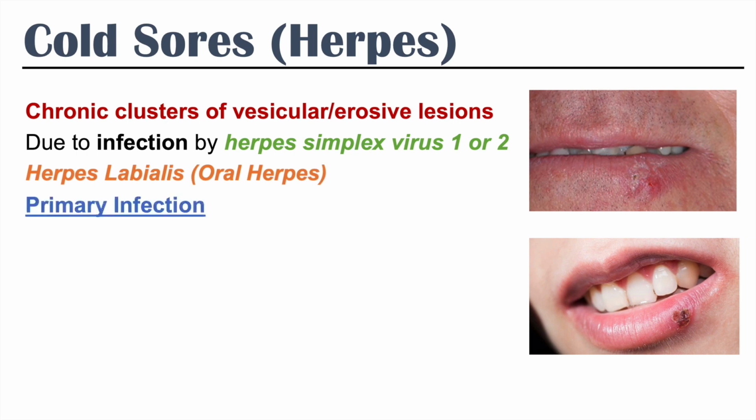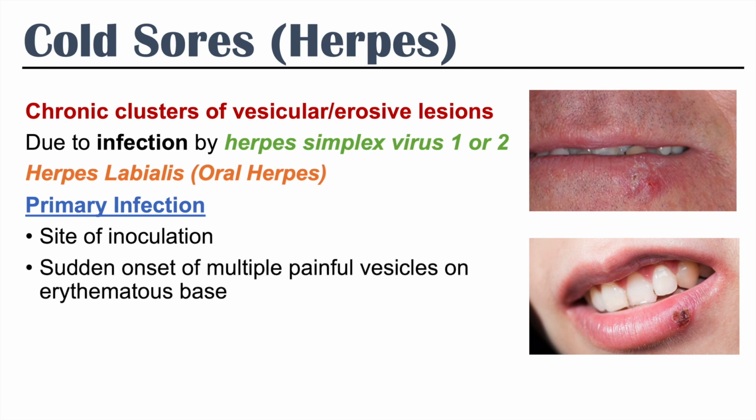Now, the primary infection involving herpes simplex virus 1 or 2, there is a site of inoculation. So if someone comes into contact with someone else that is shedding the virus and there may be a break in the skin, that is the site of inoculation. There can be a sudden onset of multiple painful vesicles on an erythematous base. So you can get this very sudden, very nasty, painful area on the lip or wherever this site of inoculation is, and it can be very red and very sore.